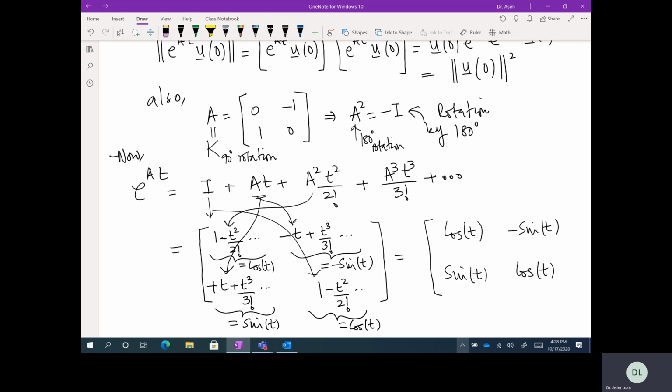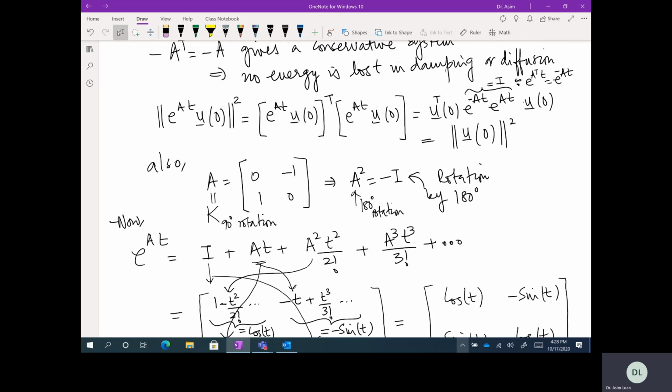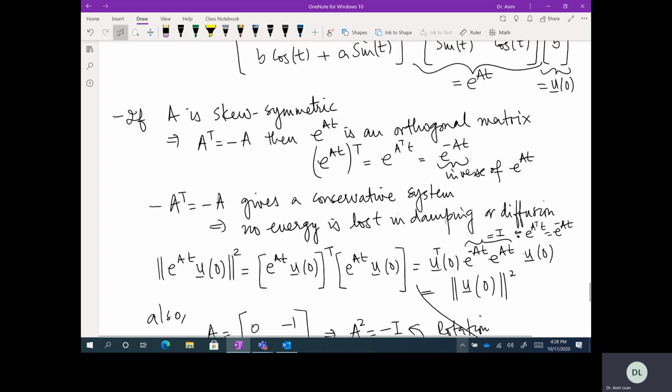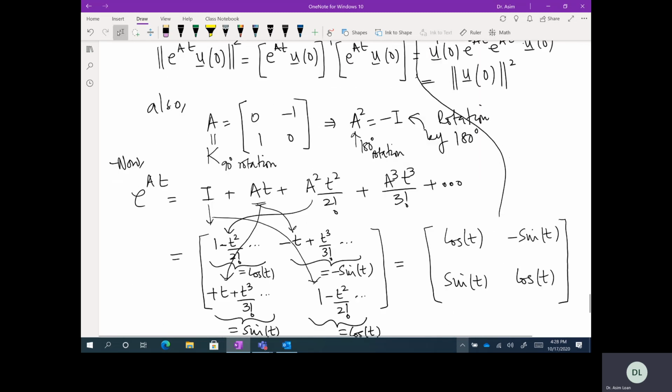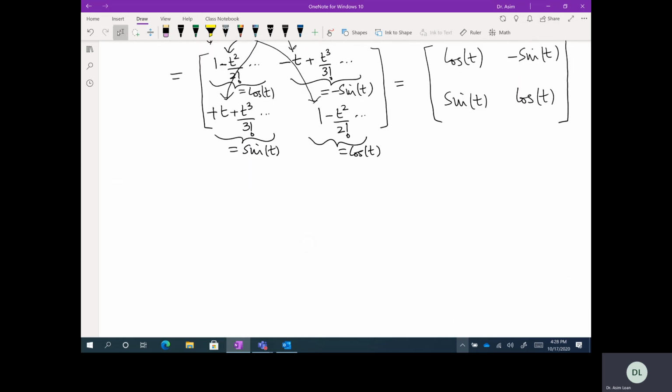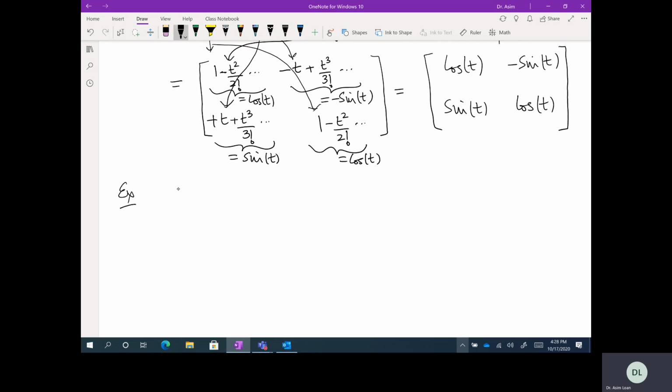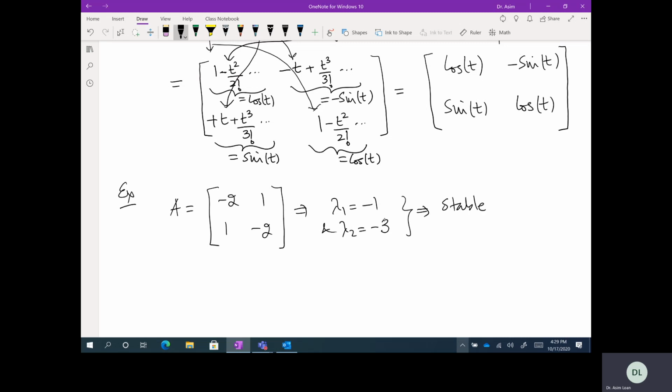And this one is the same as this one: cosine of t, minus sine t, sine t, cosine of t. If I look at this example that we did before, A equals minus 2, 1, 1, minus 2, the symmetric matrix, my eigenvalues were, if you recall, lambda 1 equals minus 1 and lambda 2 was minus 3, and this implies a stable system because the real part of lambda i is less than 0.